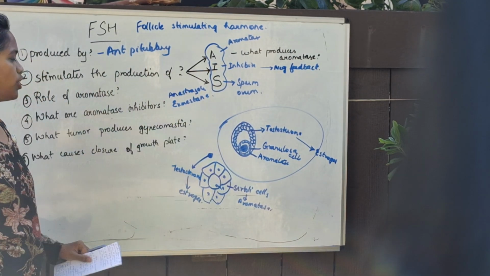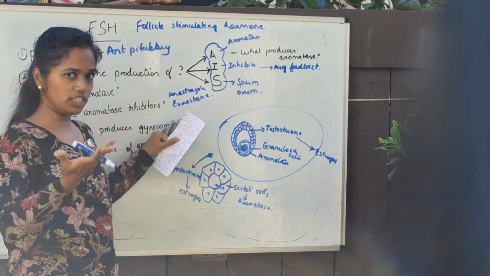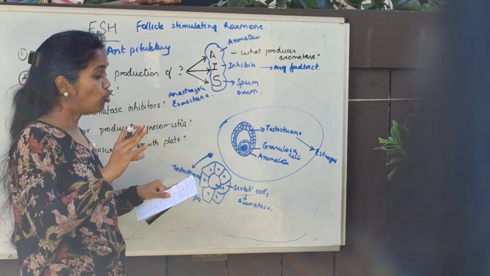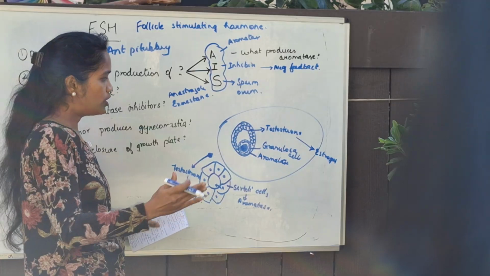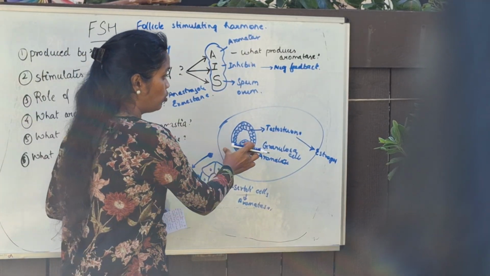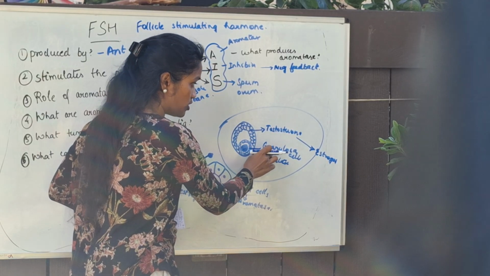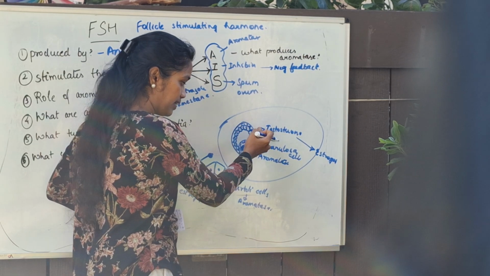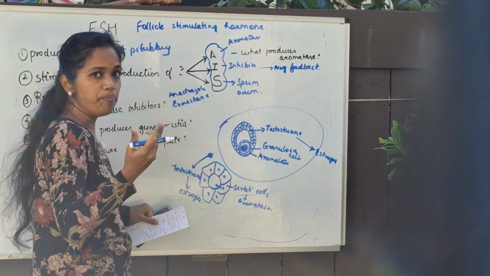What tumor produces gynecomastia? The basic concept is that gynecomastia is because of increased estrogen. So the tumor has to produce increased estrogen, or the tumor is supposed to produce increased testosterone, and that has to get converted to estrogen. If aromatase is produced in excess, which can happen in granulosa cell tumor, then aromatase can be produced in excess by the granulosa cells. Therefore this aromatase can convert the testosterone produced by the theca interna cells, and therefore it can produce more estrogen, resulting in gynecomastia.